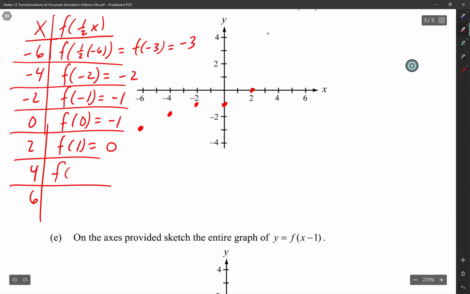Half of 4 is 2, and f of 2 was 1. So 4, 1, point. And then half of 6 is 3, and at 3 it was 0. So 6, 0. Hopefully, if I didn't make any mistakes, it looks like that.